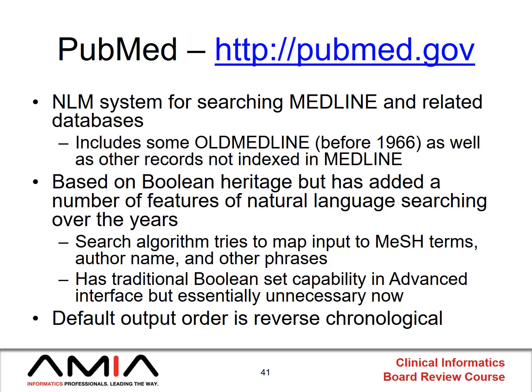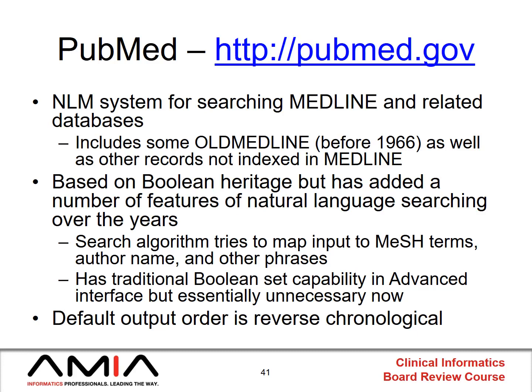The most widely used retrieval system for biomedical literature is PubMed from the National Library of Medicine. And PubMed is the NLM system that allows searching of the Medline database and other related databases. PubMed also includes, for example, some references from the old Medline database, which consists of bibliographic records from prior to 1966. And there are also other records in the PubMed system that are not indexed by the indexing process in Medline.